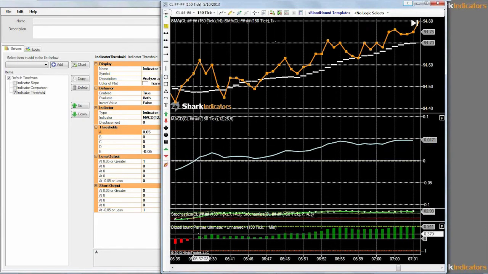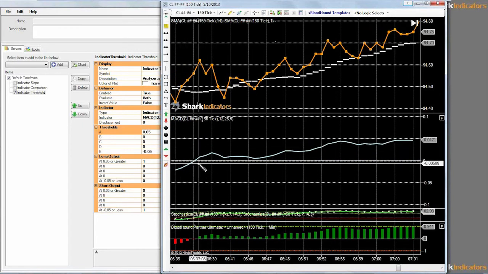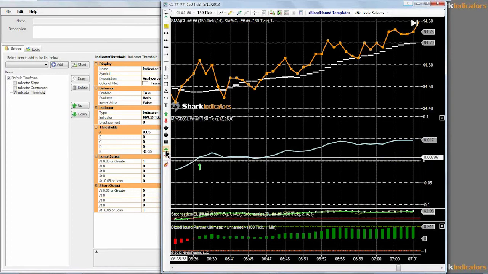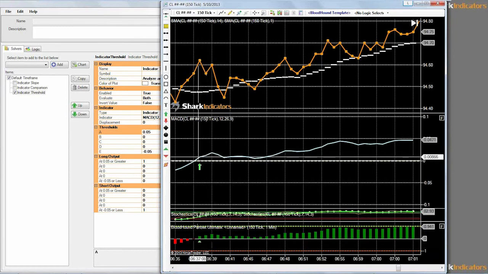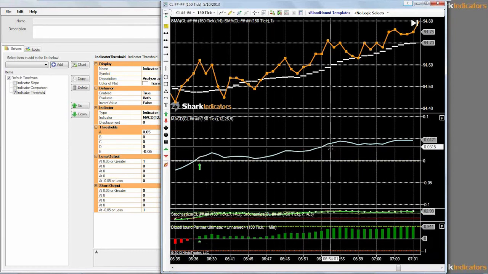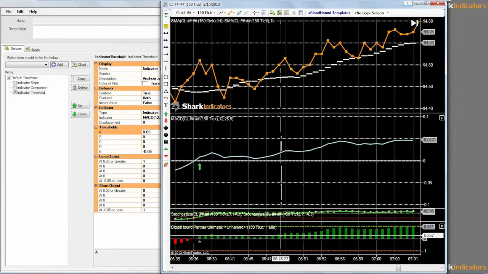So we can see here how, like right here, this bar is where we cross the 0 line, and we can see our output is now positive to the long side. And we can see the greater the MACD gets away from the 0 line, the greater the percentage confidence of our solver.